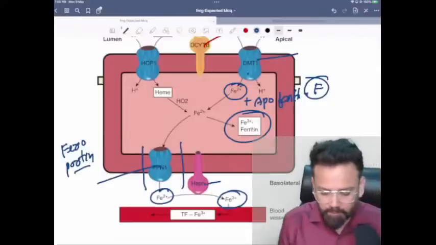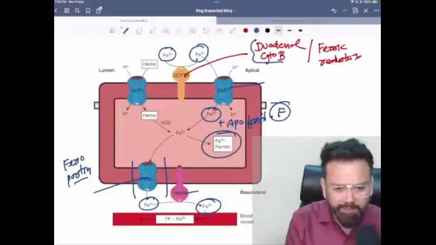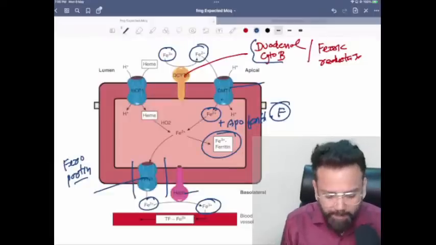Okay? This whole topic is very important. Iron absorption, 1-2 questions are definitely in your exam. It can be from physio, medicine, but the topics are interlinked.